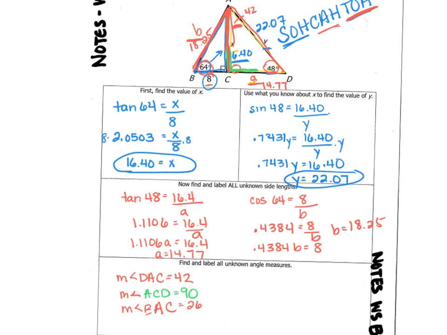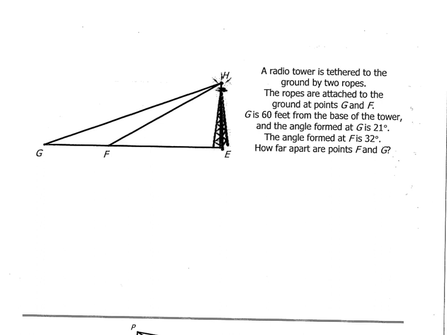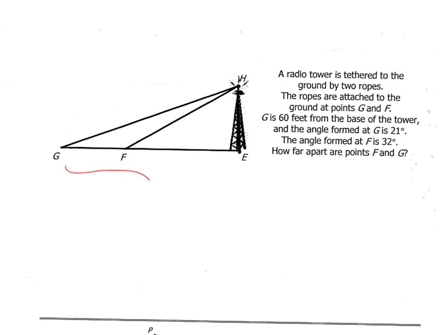So let's look at a little bit more specific problems. In this first problem, we've got a more real-life example. It says a radio tower is tethered to the ground by 2 ropes. The ropes are attached to the ground at points G and F. G is 60 feet from the base of the tower, so the first thing I'm going to do is write that in. This length is 60 feet. And the angle formed at G, so this angle right here, is 21 degrees. The angle formed at F is 32 degrees, so I'm going to also write that in. How far apart are points F and G?